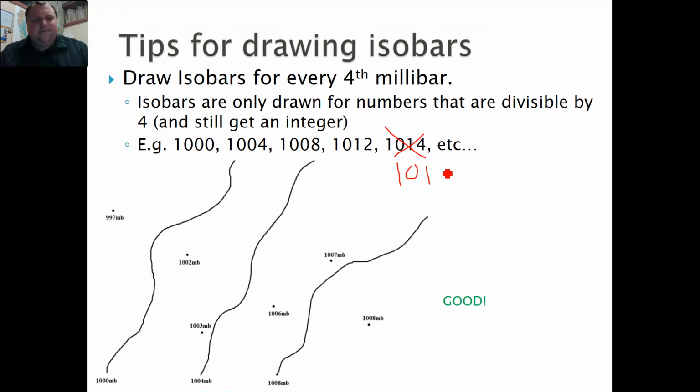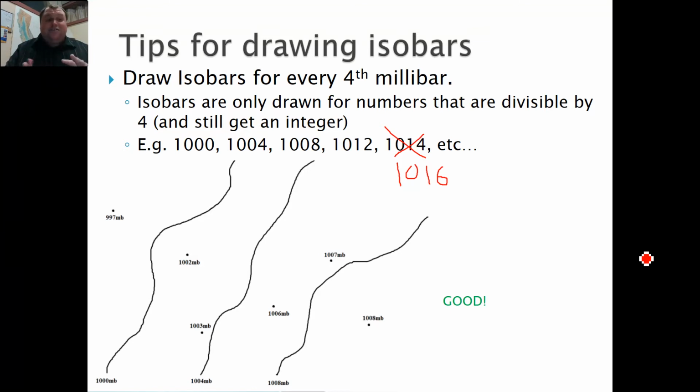It would be 1016, and then add 4 more: 1020, 1024, 1028, 1032, or you can also go back. 996, so subtract 4 from 1000. 996, 992, 988, 984, and so on. So we're doing it just for numbers that are divisible by 4, and this is actually the standard.